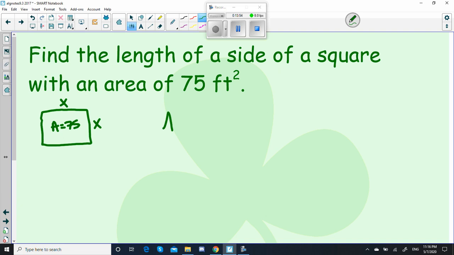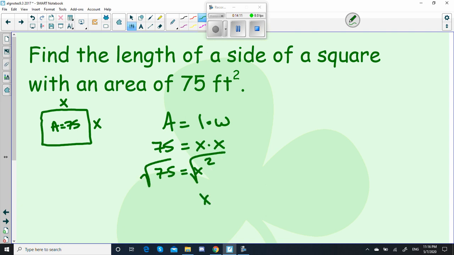So area equals length times width. So area is 75, length is x, and width is x. So 75 equals x squared. X squared is isolated, so I can take the square root. Now, it doesn't tell me where to round, but I have to round. I'm going to do nearest hundredths again. So the square root of 75 is 8.66, and it's plus or minus.